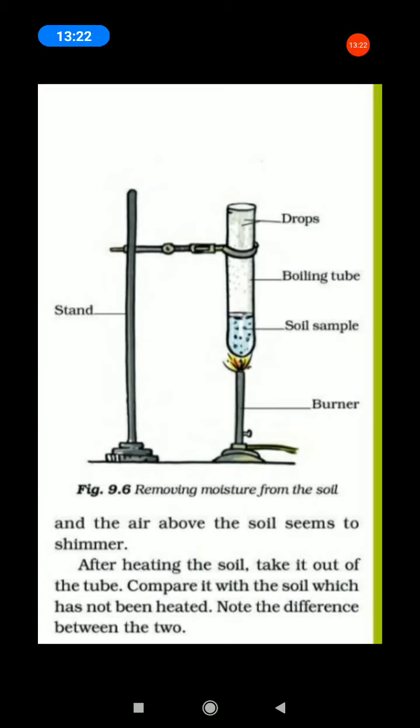Okay, now see the video, the activity 9.5, removing moisture from the soil. Okay, now see the video carefully.